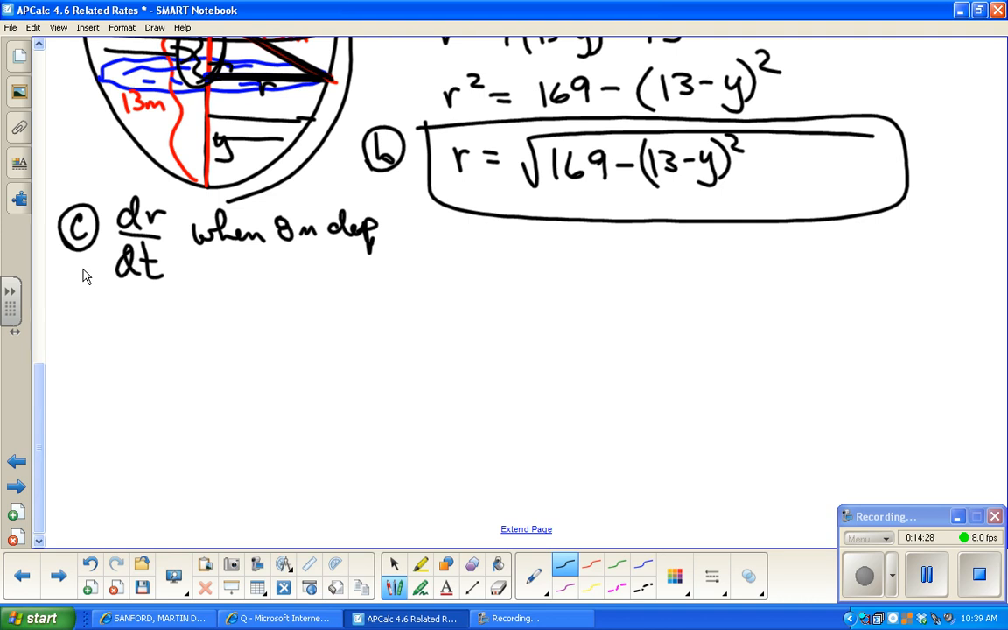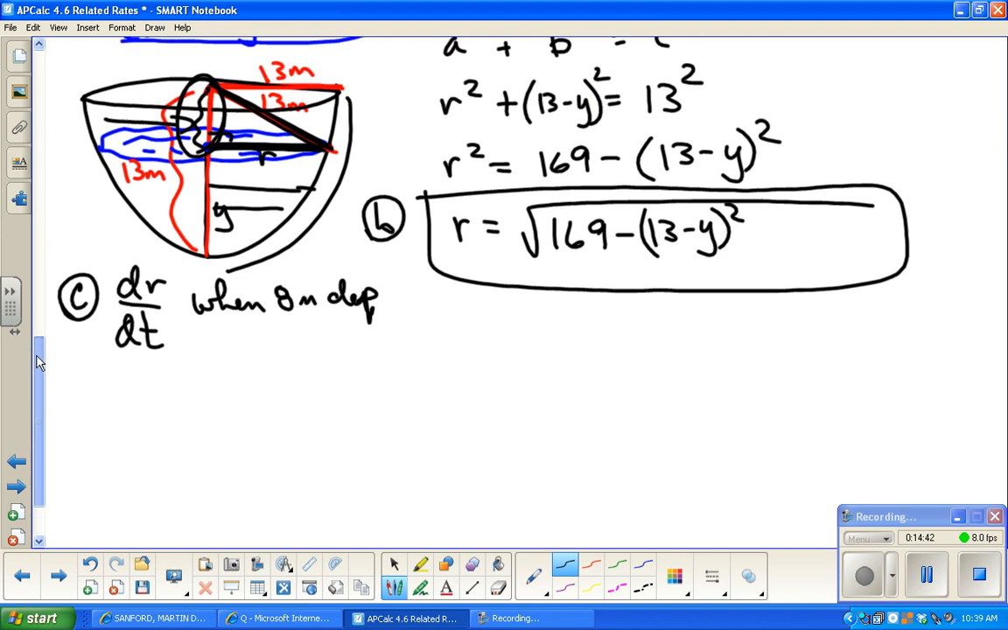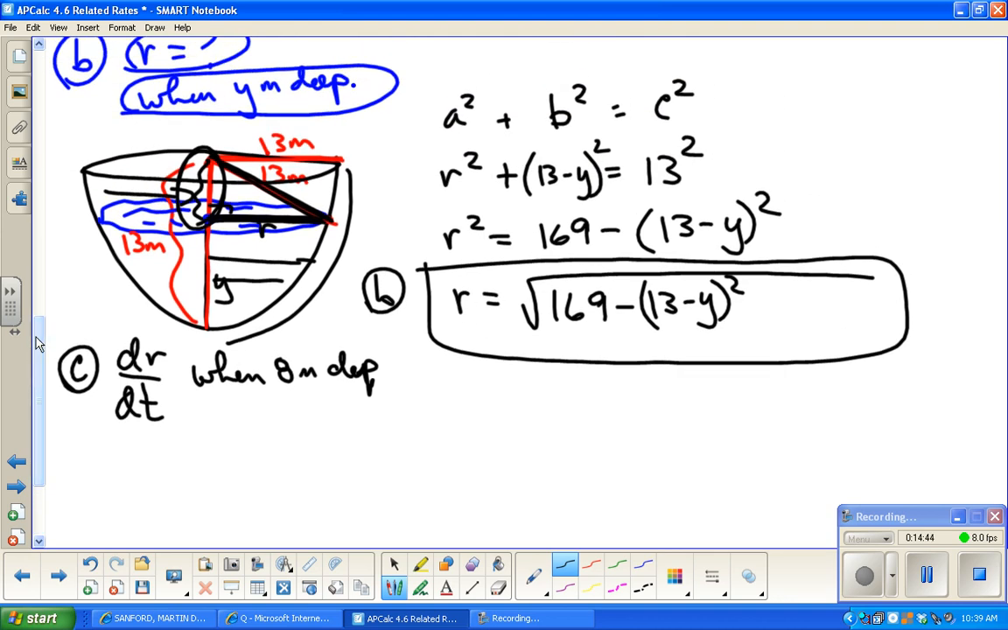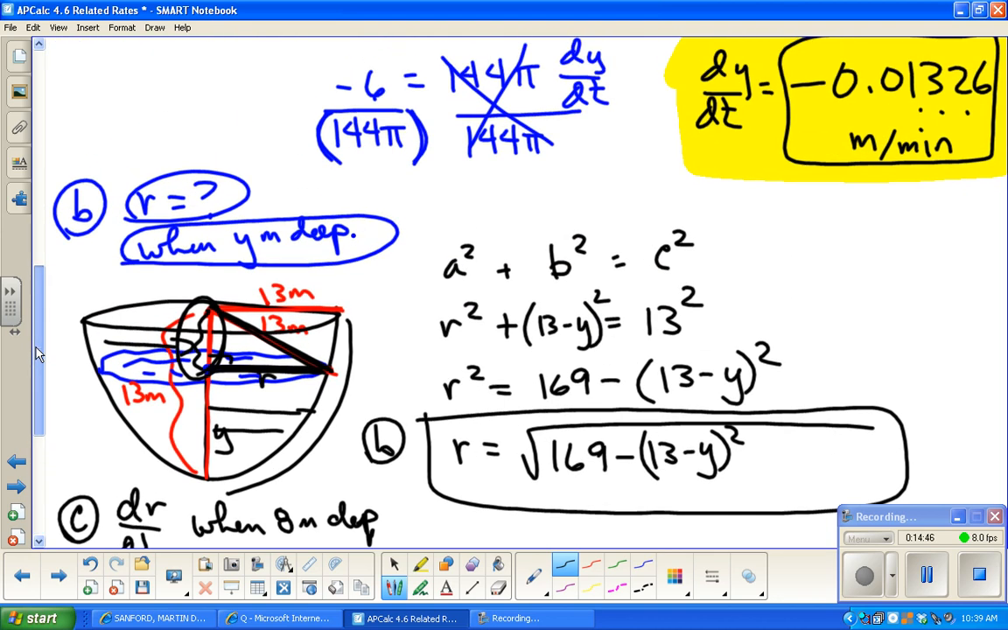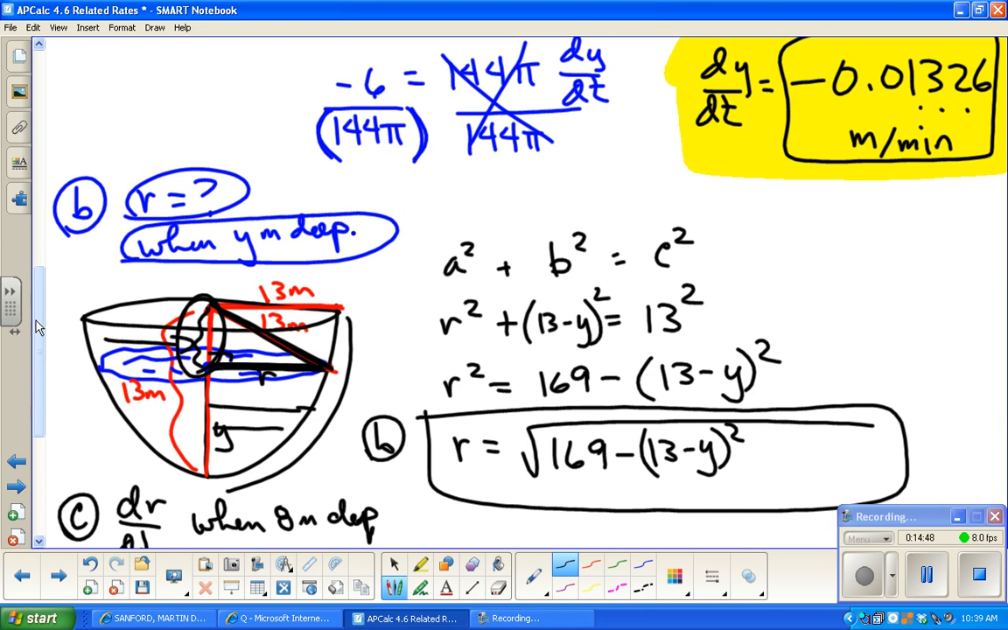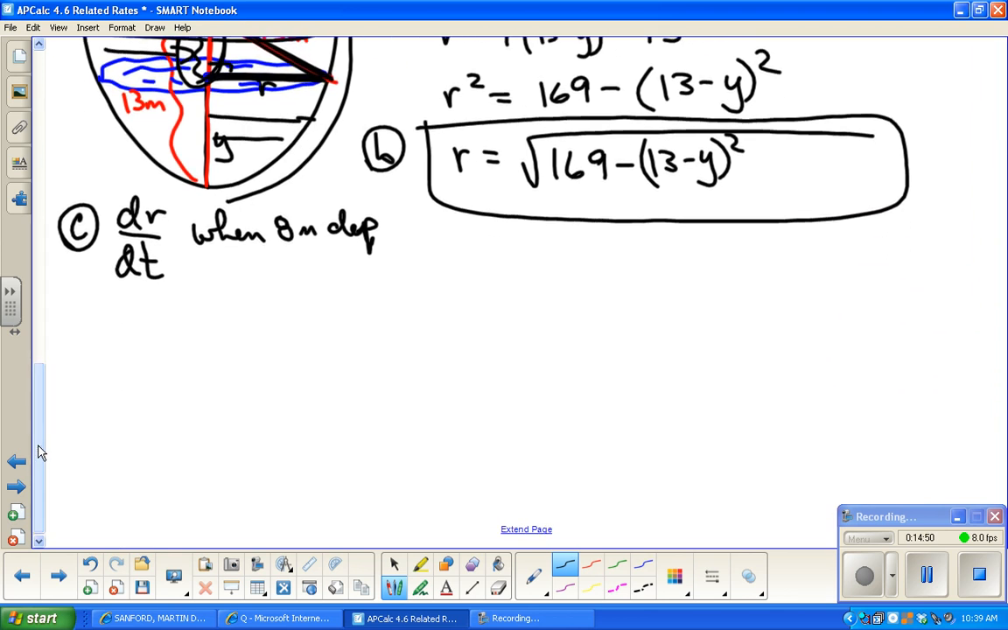Part B does not say anything in my book about 8. Part C says find dr dt when it's 8 meters deep. Y meters. Okay. I'm going to go ahead and start cleaning this up a little bit.